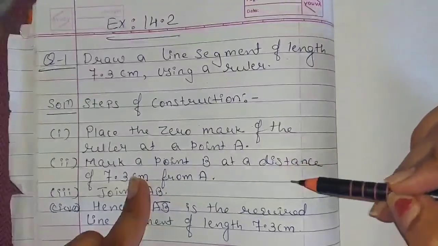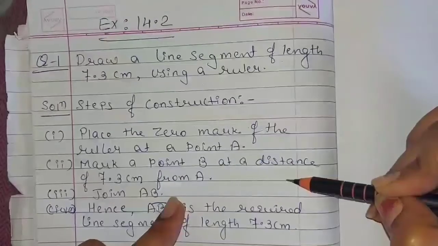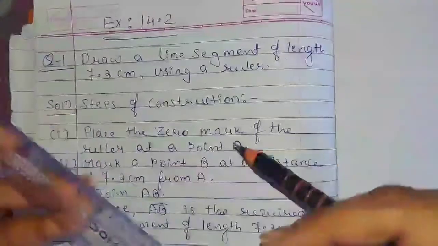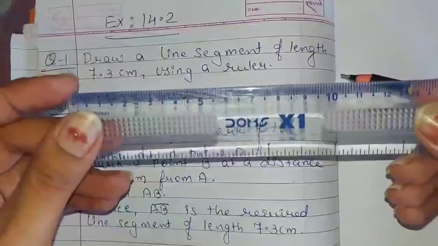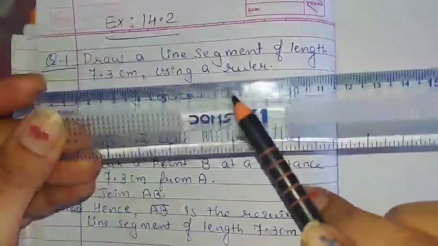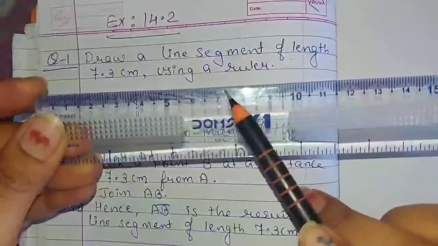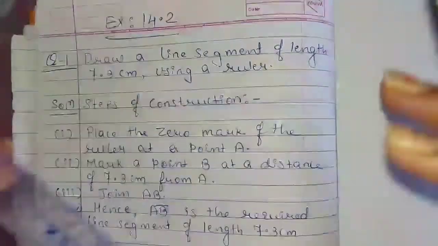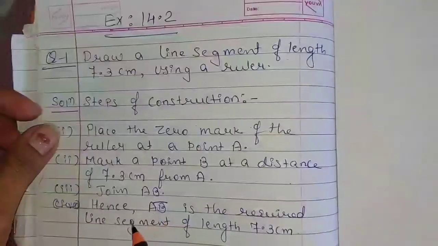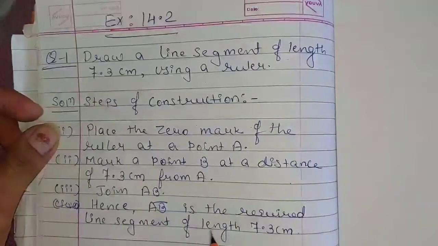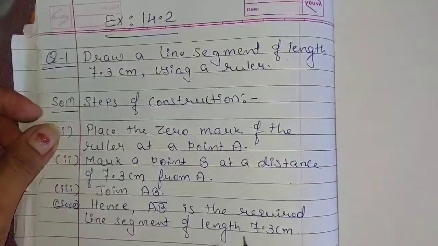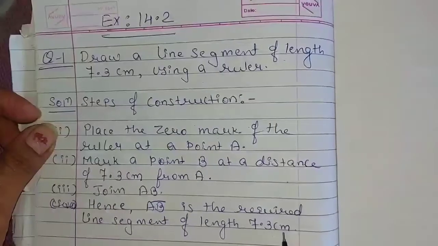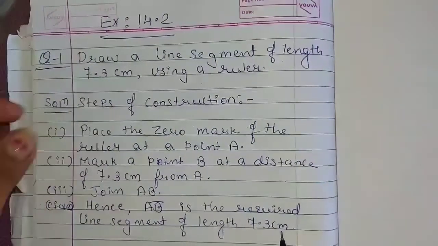Mark a point B at a distance of 7.3 cm from A. So students, here we have placed the zero mark. We have to mark the distance till 7.3 cm and then we have to point it as B. Join AB. Hence, line segment AB is the required line segment of length 7.3 cm. So let us draw the figure.